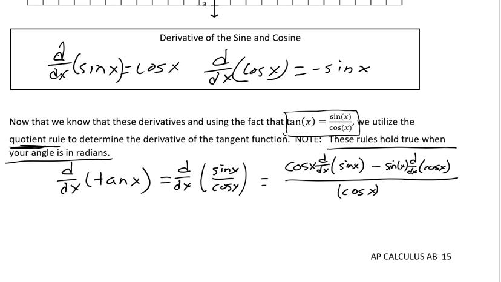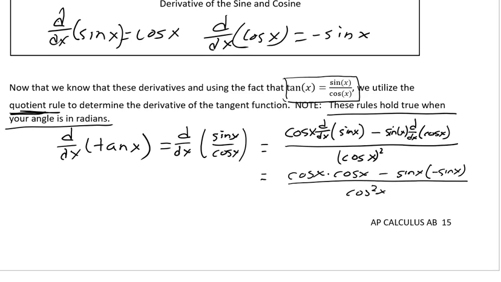which would lead to cosine of x times cosine of x, the derivative of the sine, minus sine of x times the derivative of the cosine, which is negative sine of x, over cosine squared. We write a cosine squared like that, which would then be cosine squared of x, and a negative sine of x times negative sine of x is positive sine squared of x, over cosine squared of x.